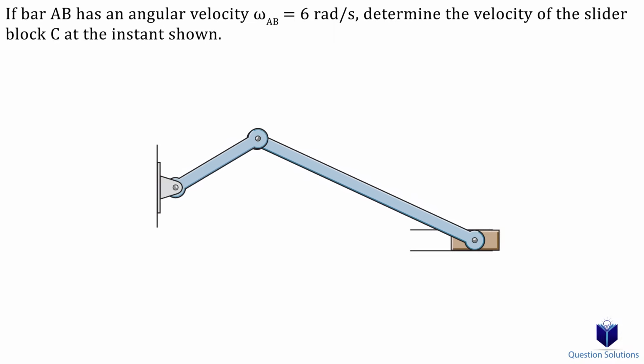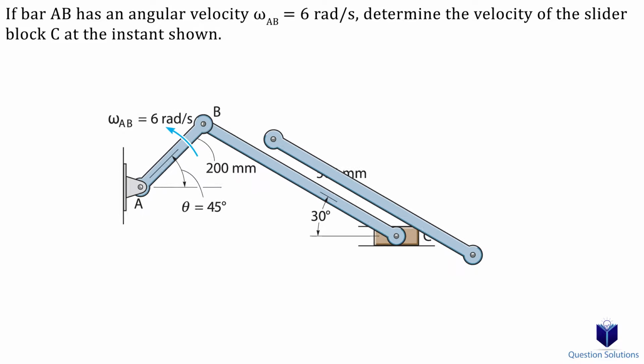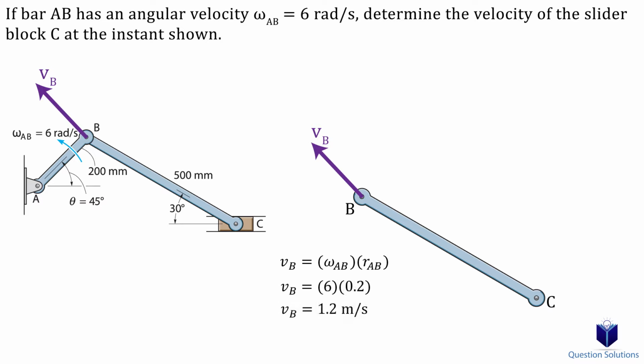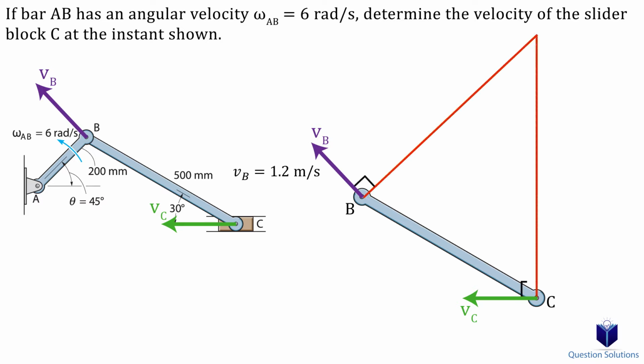Let's take a look at this example. We need to find the velocity of slider block C at the instant shown. Let's draw a free body diagram of bar BC. The first step is to draw the velocity vectors of points B and C. We see that bar AB rotates about a fixed point, which means velocity B will be perpendicular to the link. We can figure out that velocity by multiplying the angular velocity of bar AB by the distance from point A to B. Next, we can look at the velocity of point C. We see that it can only have a velocity vector straight along the x-axis since the slider is locked into a slot. Now that we drew our velocity vectors, we can draw our perpendicular lines.